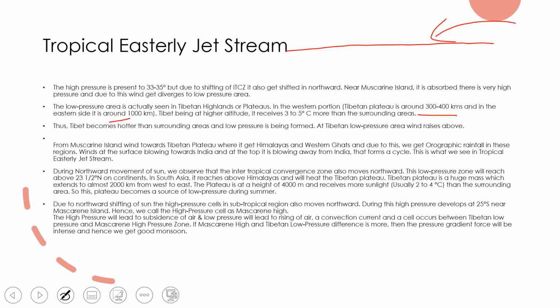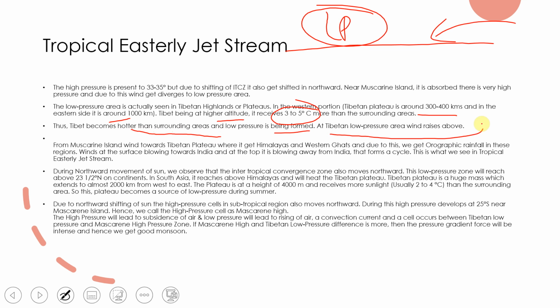Okay, and Tibet is at a higher altitude, so it receives 3 to 5 degrees C more than the surrounding area, so the low pressure formation on the Tibetan plateau will be much higher in comparison with other areas. Thus, Tibet becomes hotter than the surrounding areas and low pressure is formed. At the Tibetan low pressure area, the wind will rise above.